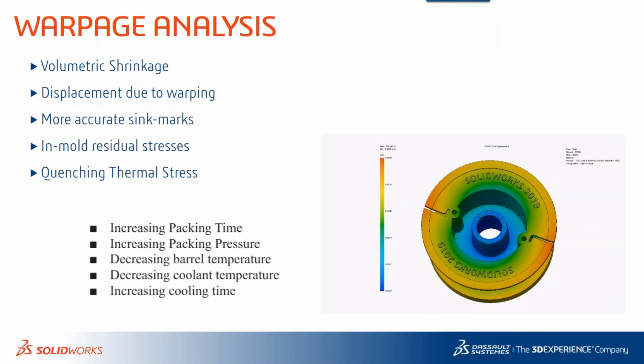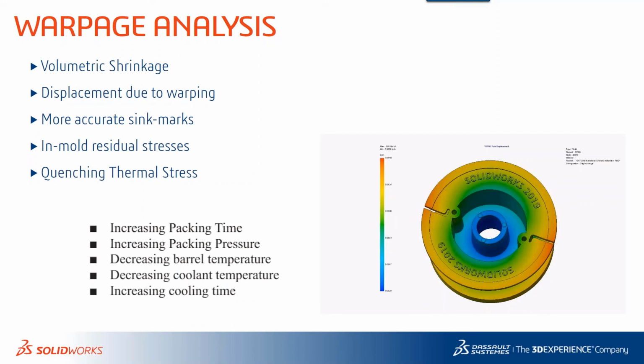Of course, we're going to run that warping analysis, and using the warp analysis, we'll again be able to see any type of volumetric shrinkage, which is a little bit more accurate than the results we get from the pack analysis, because it's going to take into account any residual stresses, in-mold residual stresses, and quenching thermal stresses in your part. Of course, we will be able to see how much your part is displacing, and sink marks. So again, just an added benefit to running the injection molding analysis.